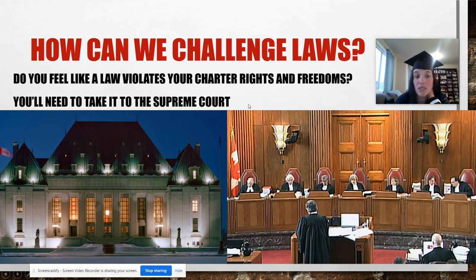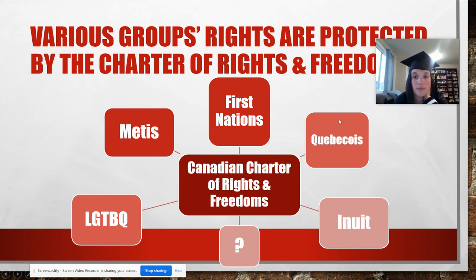And so the Supreme Court basically looks at violations of the Charter of Rights and Freedoms. They wouldn't look at something like, oh, I robbed a store. It's like bigger stuff. The rest of that stuff would just go to civil law courts.